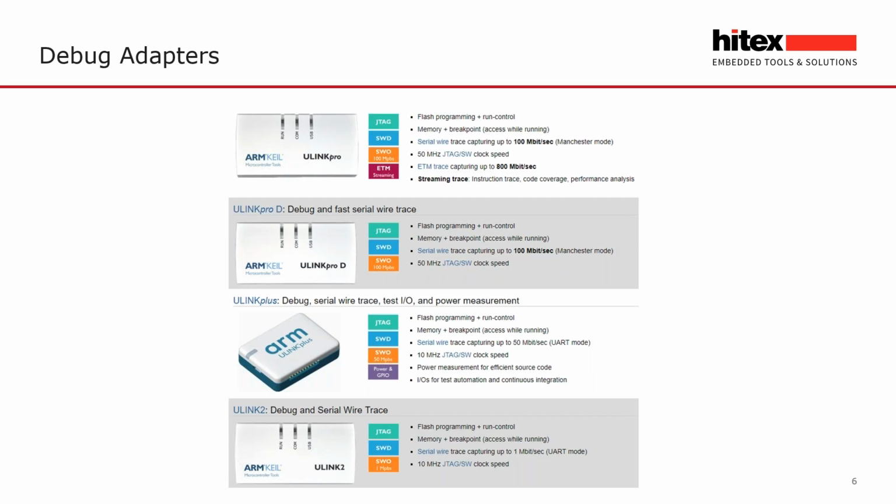And then for entry-level debugging, there's the ULINK2 that was released, I think, in about 2006, that provides the basic CoreSight debug features for all Cortex-M microcontrollers.